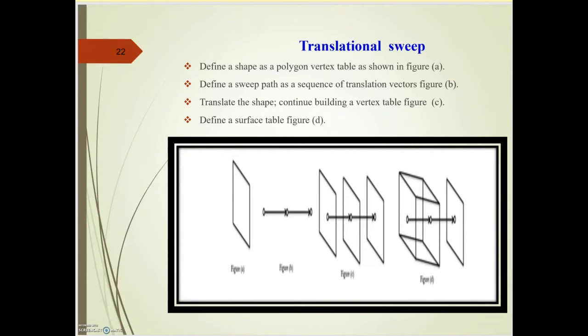Translation sweep. We can construct a prism using a translation sweep. Let us define a shape as a polygon vertex table as shown in figure A. Define a sweep path as a sequence of translation vectors, figure B. Translate the shape, continue building a vertex table as shown in figure C. Then we can define a surface table, figure D.